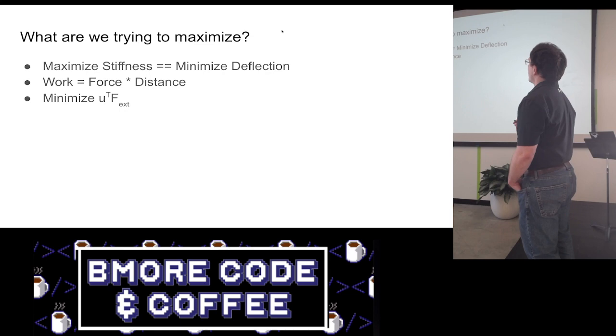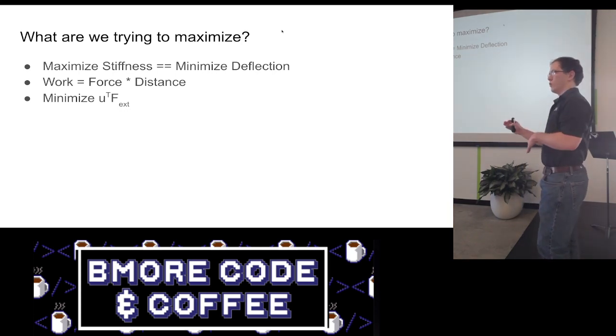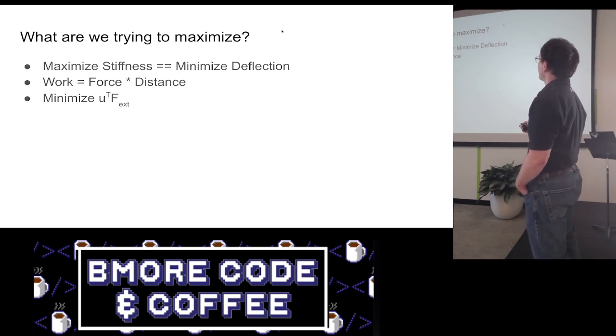Okay, what are we trying to maximize or minimize? Really, what we do in the optimization world is everything is a minimum. And if you really want to maximize something, you take the negative of the maximum, and then it's a minimum. It's really easy. So everything is a minimum, but we're trying to maximize the stiffness or minimize the deflection.